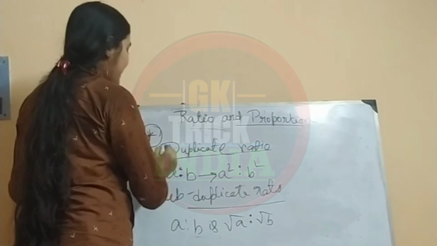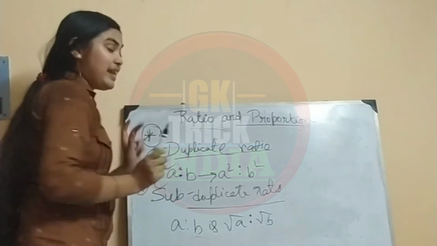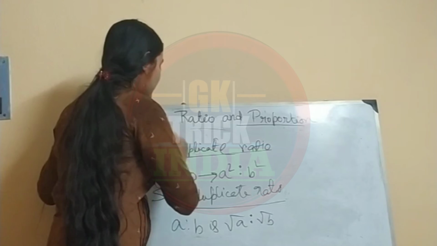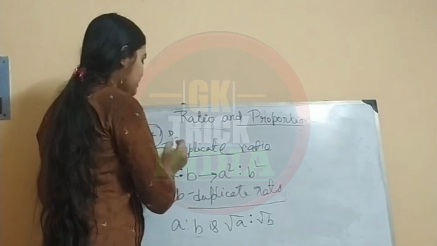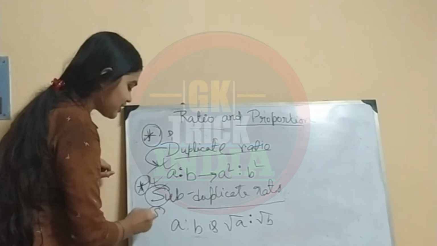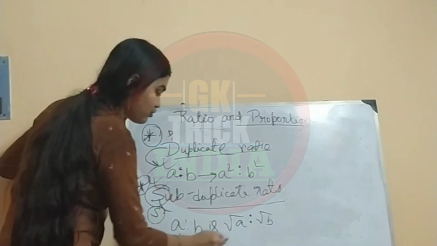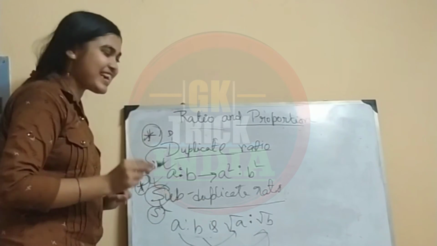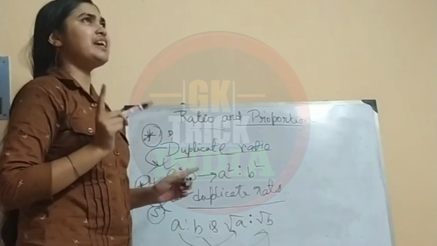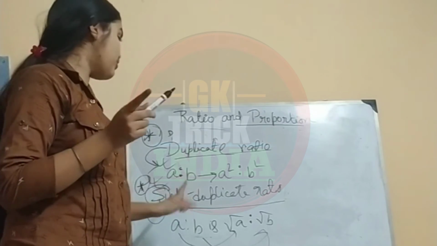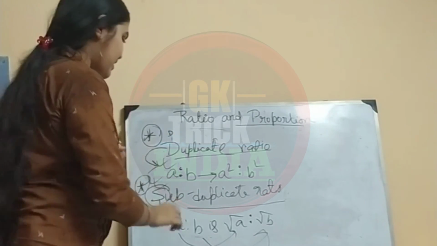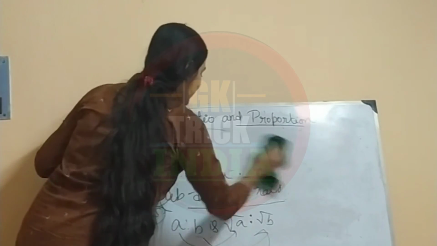How to remember? Duplicate starts with D, double D. So duplicate means A square, B square. Sub-duplicate is S, square root. So sub-duplicate means square root of A, square root of B. Isn't it tricky? Yes, it is. So we have to remember that duplicate means, oh, D, that means double, A square, B square. And when we get sub-duplicate, oh, sub-duplicate means S, square root. So root A, root B. These are tricks. And one more thing here.